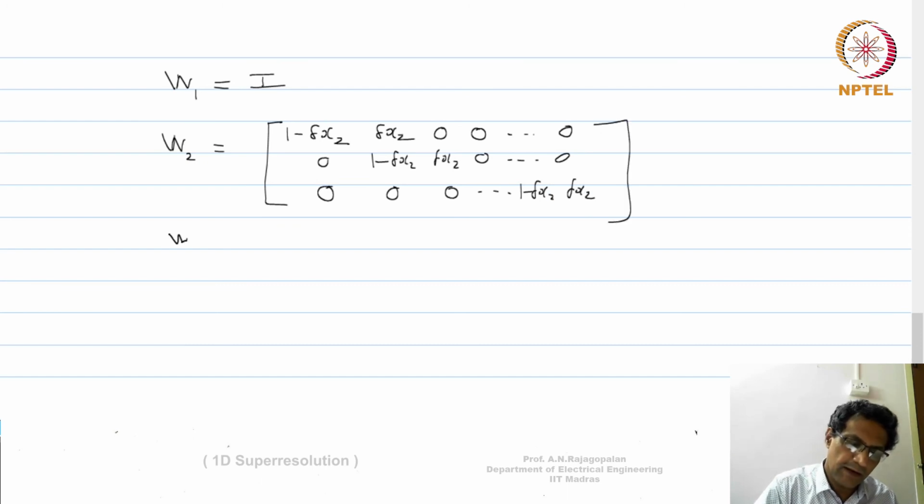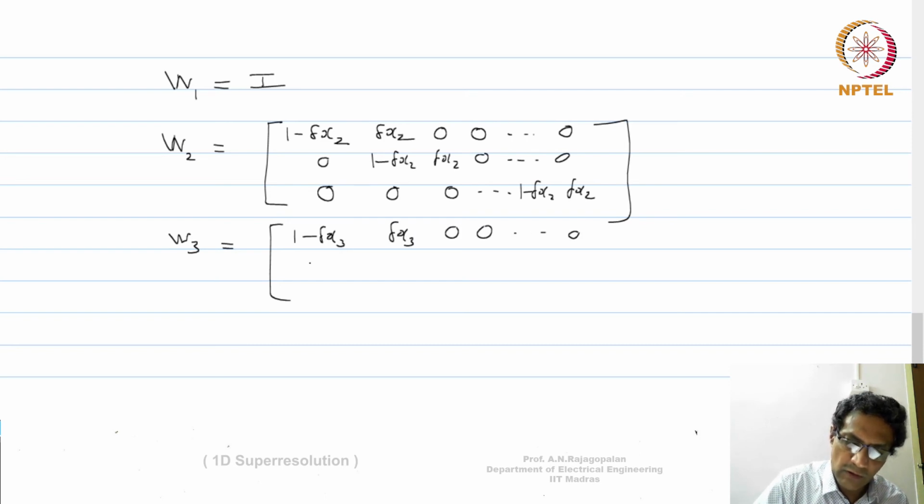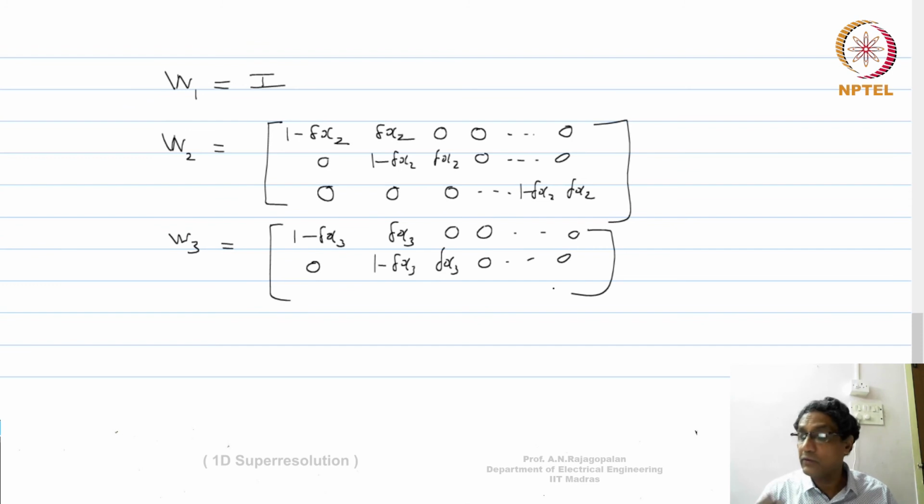Similarly, W3 will have 1 minus delta x3. In general, if you have any delta xi, so you'll have delta x3, 0, 0, 0, then 0, 1 minus delta x3, and so on. So we know how to do this linear interpolation.